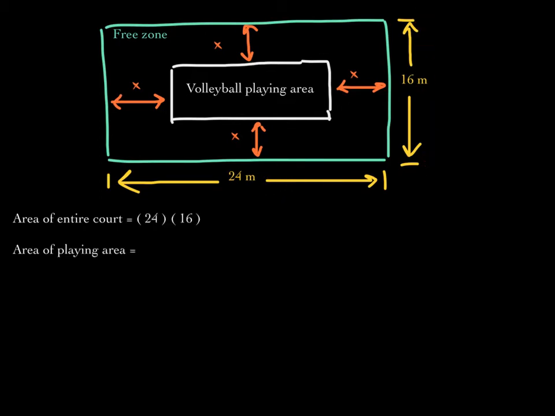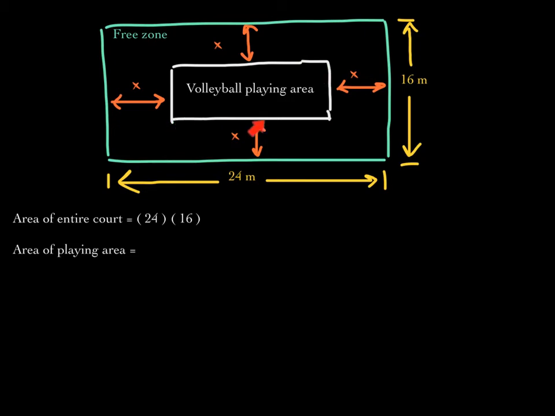Now, what about the area of just the playing area? So just the area of this rectangle in here. Well, we would need this length here times this length here of the playing area. Now, we're not given that, but I think we can figure it out. If all of this width here is 16 meters, then this would be 16 minus this distance and minus this distance. So basically, this length here would be 16 minus x minus x. In other words, 16 minus 2x.